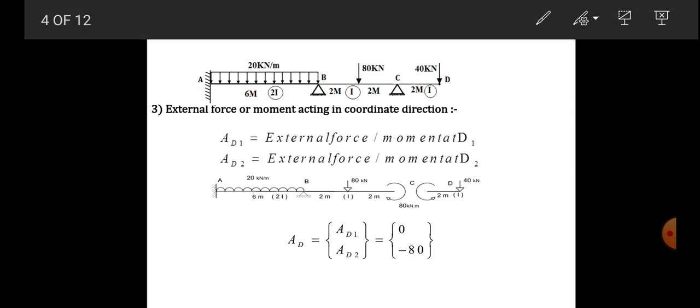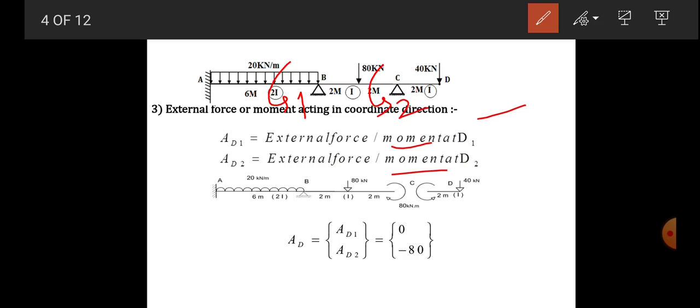Now next step, external force or moment acting in a coordinate direction. So the coordinate directions at theta B and theta C are rotations. So we have to see whether there is any external force in terms of moment. Let's call them AD1 and AD2.